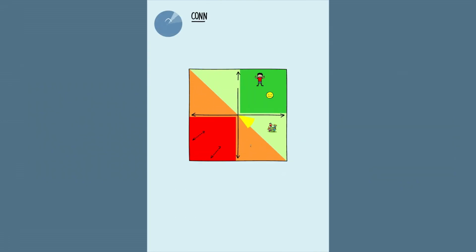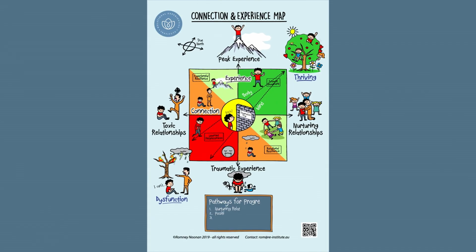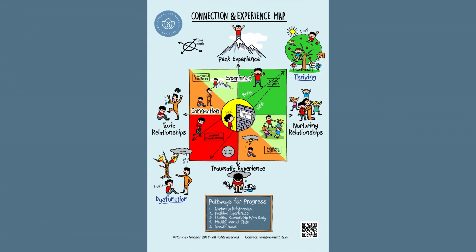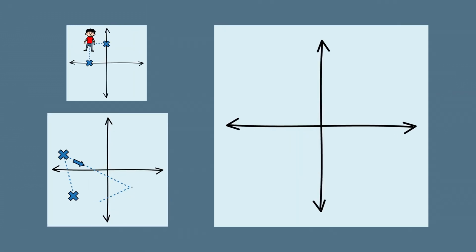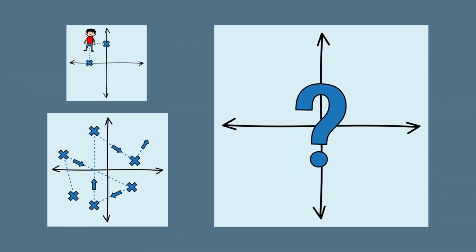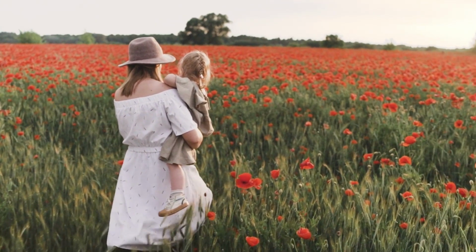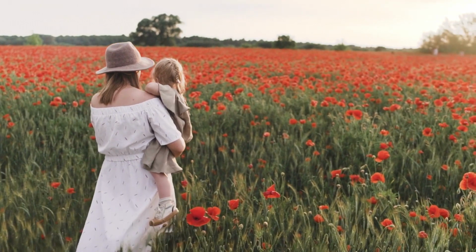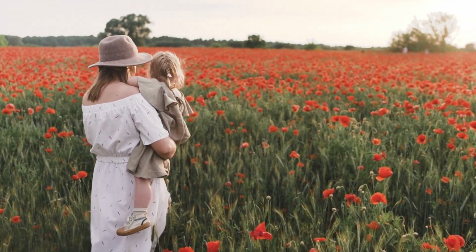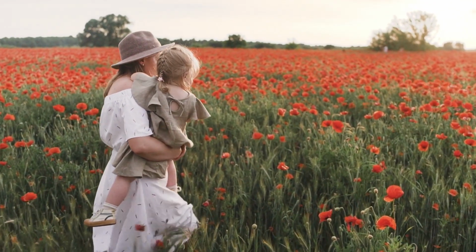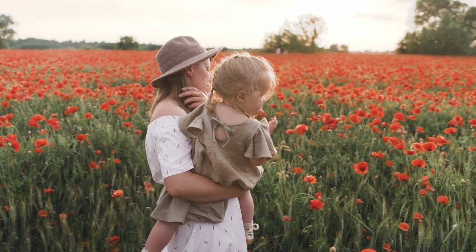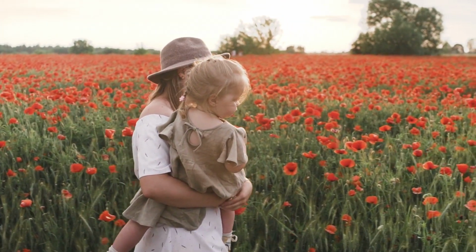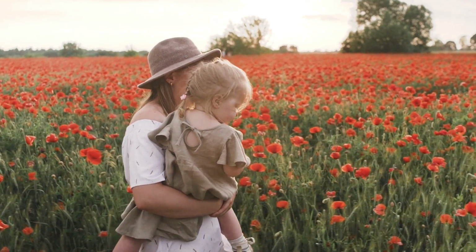In short, the Connection and Experience Map gives us a clear, research-informed way to understand our personal journey. By plotting the intersection of relationships and experiences, we can see where we've been, and more importantly, where we want to go. The Connection and Experience Map isn't just a theory, it's a tool for real-life change. By focusing on the pathways for progress, you can take practical steps toward feeling better, growing stronger, and living a more meaningful life, one step at a time.